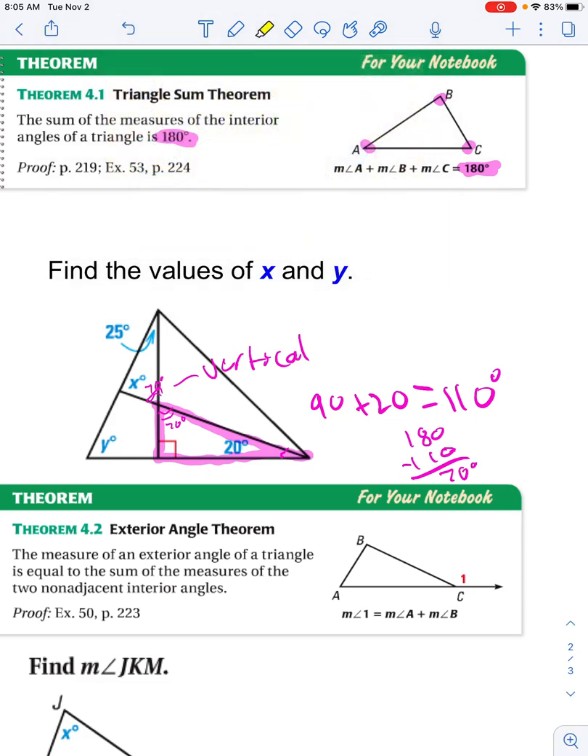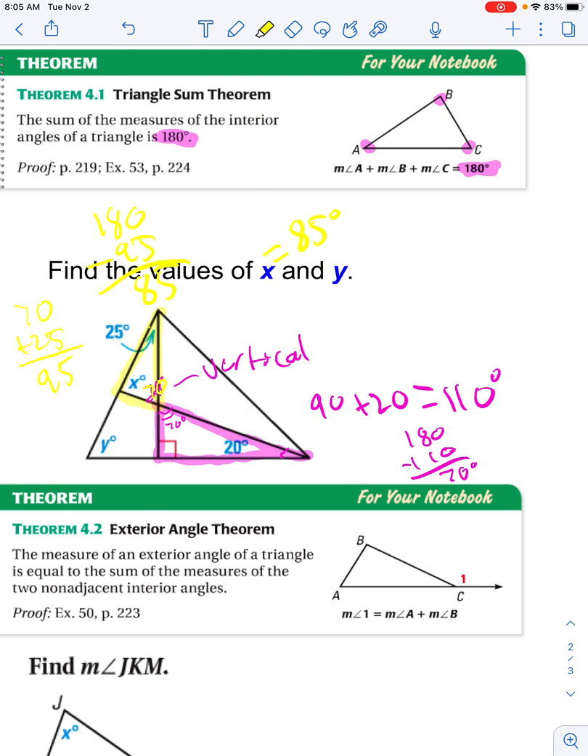So now I can look at this other triangle and say, again, your goal: if you have two of the three angles, you can always figure out that third angle. This one's 70, this one's 25. So 70 plus 25 gives me 95. I know triangles use 180, so if I subtract, I'm left with 85. So I'm going to say X equals 85 degrees. All right, let's keep going.